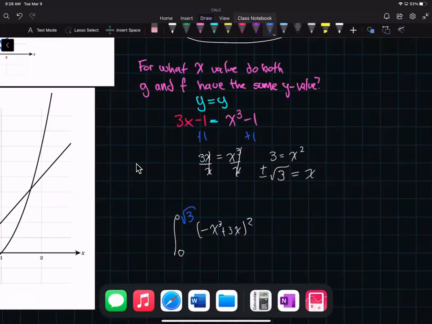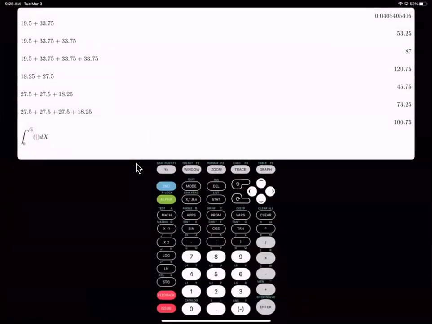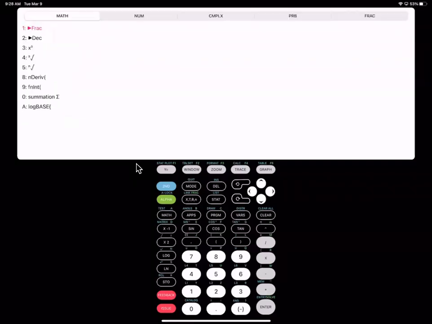So again, I'm using the TI-84. I already put the limits. If you don't know how to get here, let's see, how did I get here? I think it's math. Yeah, so math and then finite integral. So number 9, okay? You go to math and then you go to number 9 and that should be your integral.